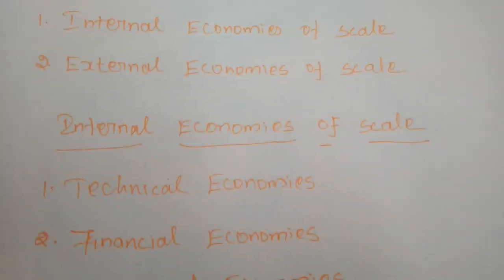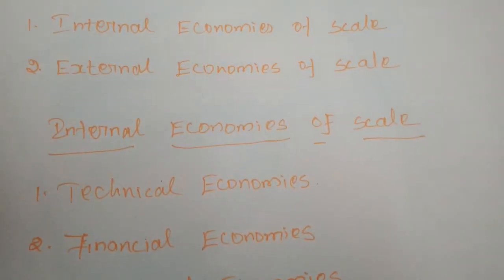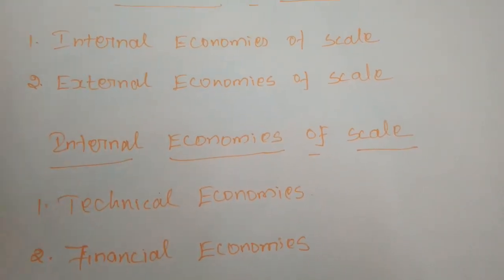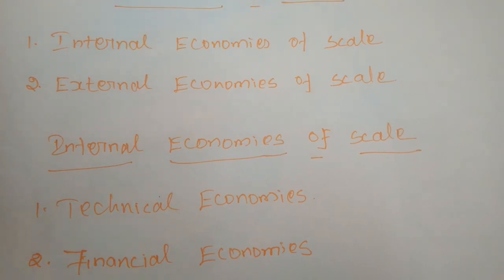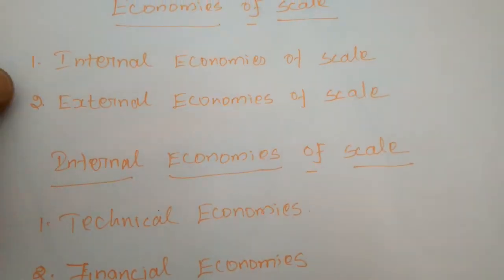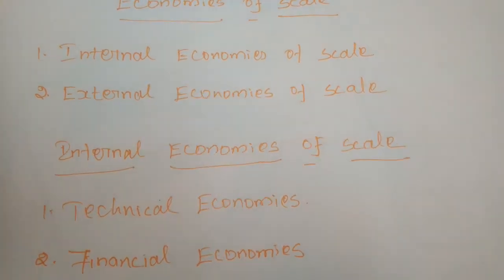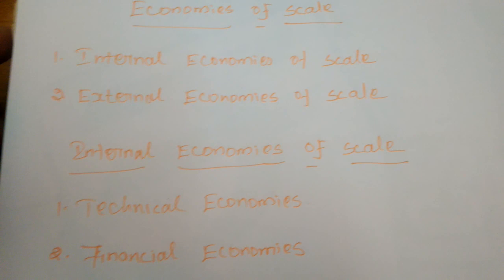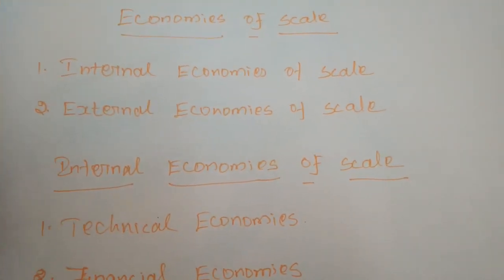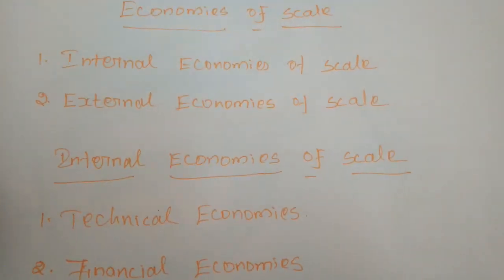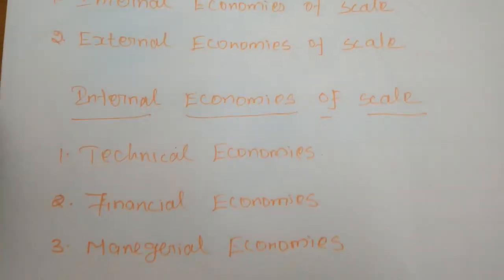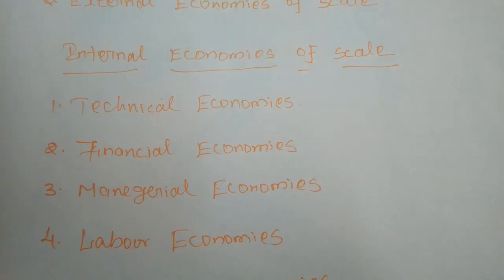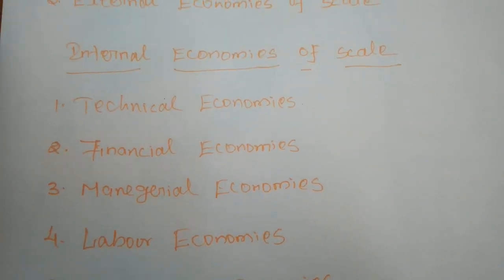Here there are 5 types of internal economies. Internal economies means the advantages earned from within the premises of the production unit. The external economies of scale means the advantages earned from outside the premises of the production unit. So within the boundaries of the production unit, what are the internal economies of scale?